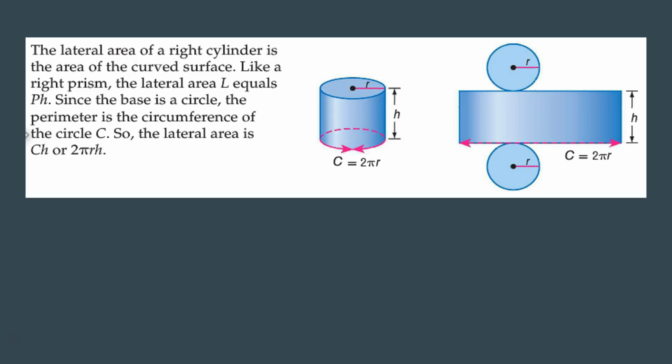The lateral area of a right cylinder is the area of a curved surface. Like a right prism, the lateral area L equals P times H. Since the base is a circle, the perimeter is the circumference of the circle C. So the lateral area is C times H, or 2 times pi times R times H.